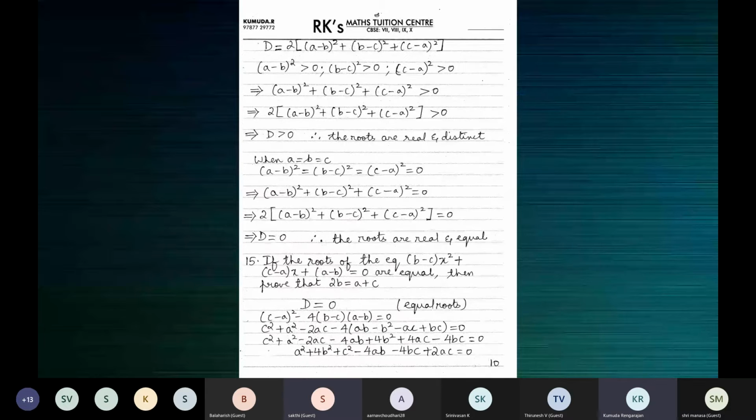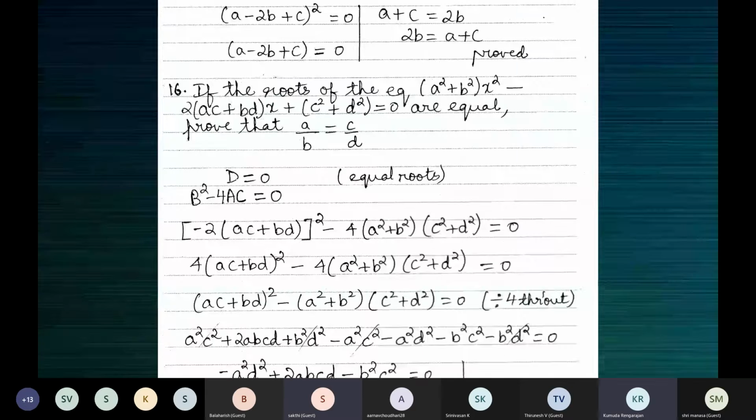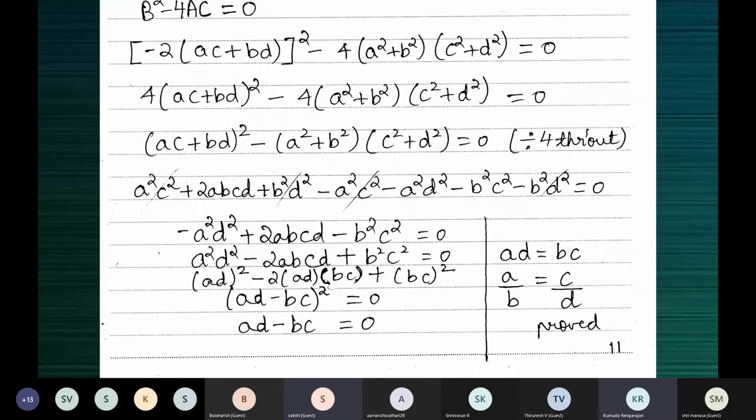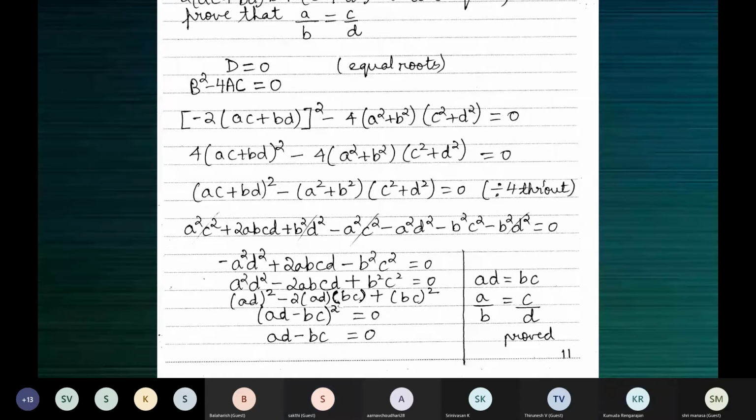Yes, I think Shakti. Yes, Shakti. Here also I have taken the 4 common. I have got minus 4 into a square d square like that, ma'am. You can take out 4 common, and after that, I again multiplied that 4 with this, and I got the answer as AD is equal to BC.